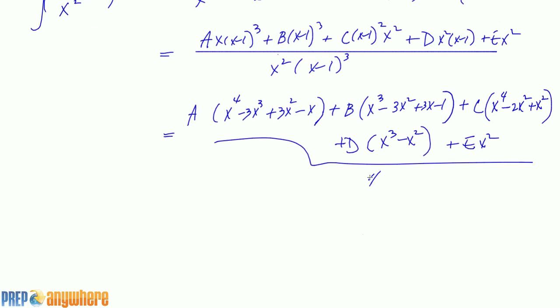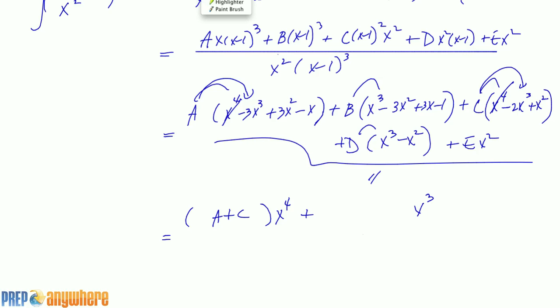Now, what's important for us is to collect the powers together. The highest power here is x to the power of 4, right? There's 1 here, 1 here, and that's it. So it's A plus C. And then x cubed: 1 here, and actually I made a mistake, there's 1 here too. So maybe I should color it differently. 1 there, 1 there, 1 there, 1 there. So there are 4 arrows here, which means 4 terms: minus 3A plus B minus 2C plus D.